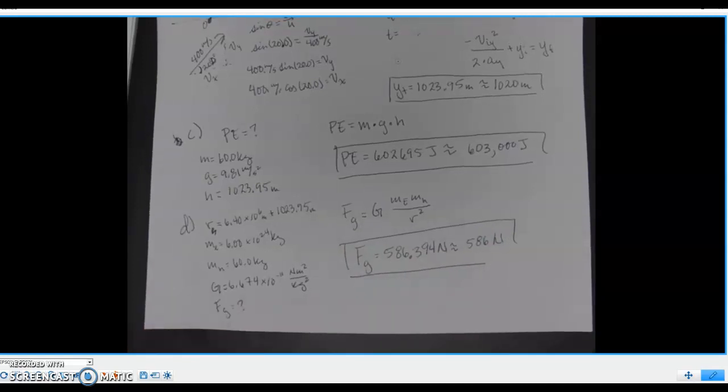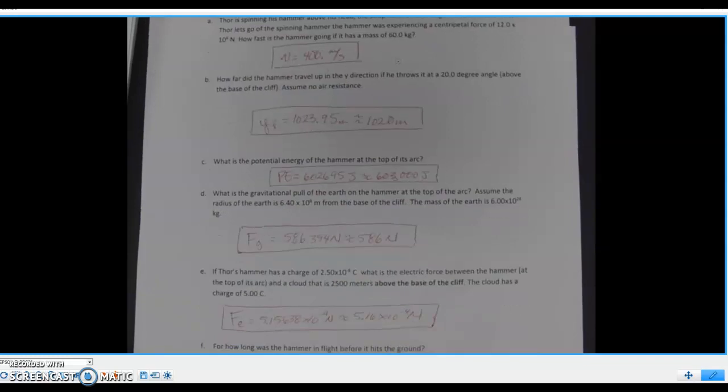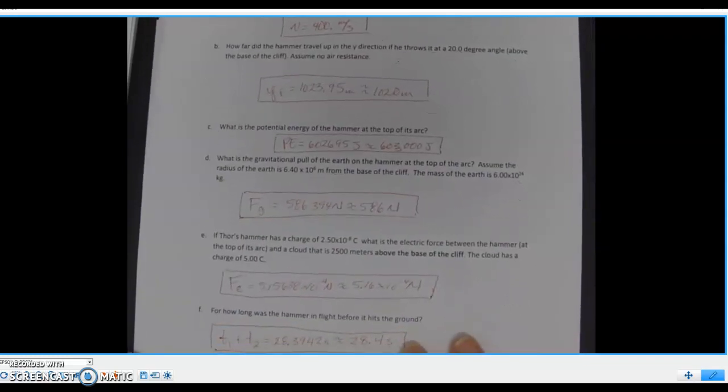Okay, let's continue. Next, part E. If Thor's hammer has a charge of 2.50 times 10 to the negative 8 coulombs, what is the electrical force between the hammer at the top of the arc again and a cloud that is 2,500 meters above the base of the cliff? The cloud has a charge of 5 coulombs. Alright, let's make a list of what we know, what we don't know.